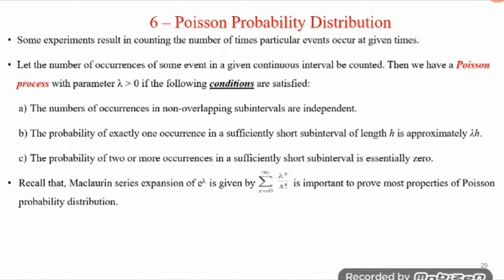Recall the Maclaurin series expansion of the exponential function, e to the power lambda, which is given by this expansion, an infinite series. It is important to prove most properties of the Poisson probability distribution. So we use this formula to compute any property related to this kind of distribution, such as computing the expectation or the variance or any kind of probability. If x is a Poisson random variable, we say x belongs to P, for Poisson, of parameter lambda.